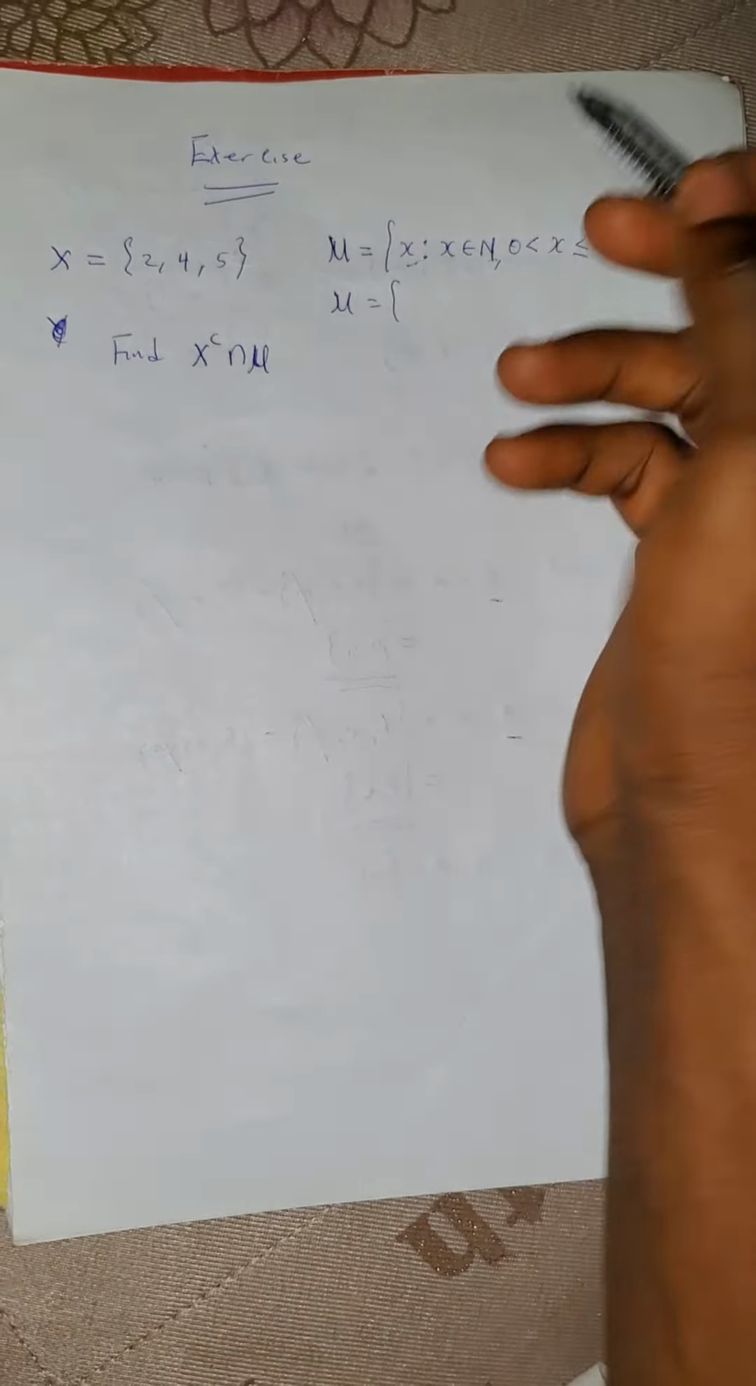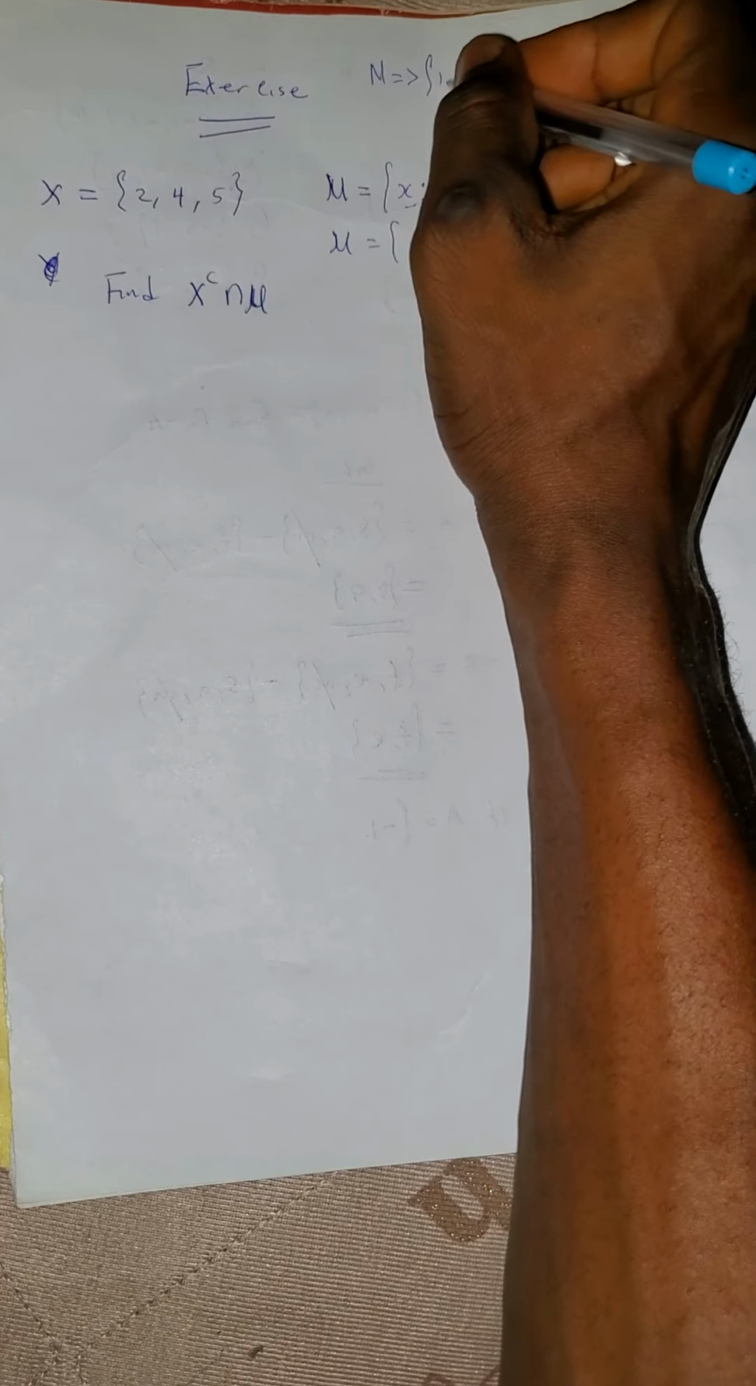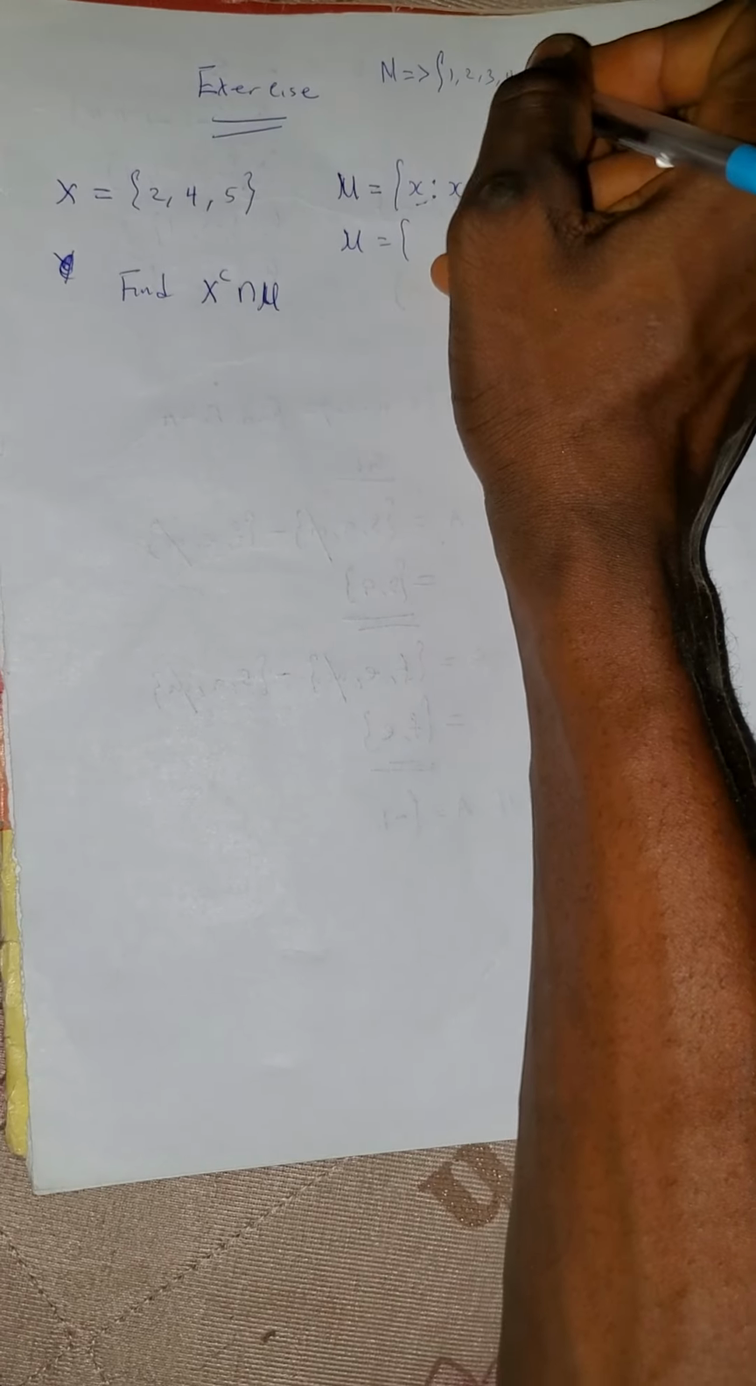Let me help you to open this universal set. Because the universal set is X such that X is an element of N. And what is N? N means natural numbers. And what are natural numbers? Natural numbers are positive whole numbers, like 1, 2, 3, 4, 5 to infinity.